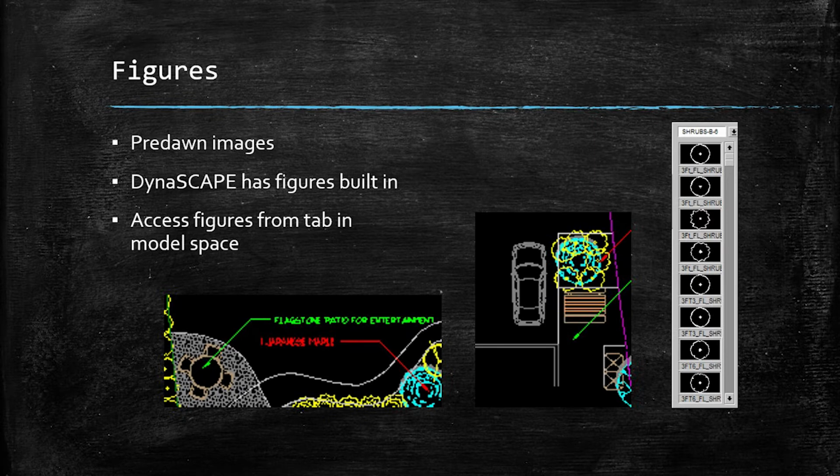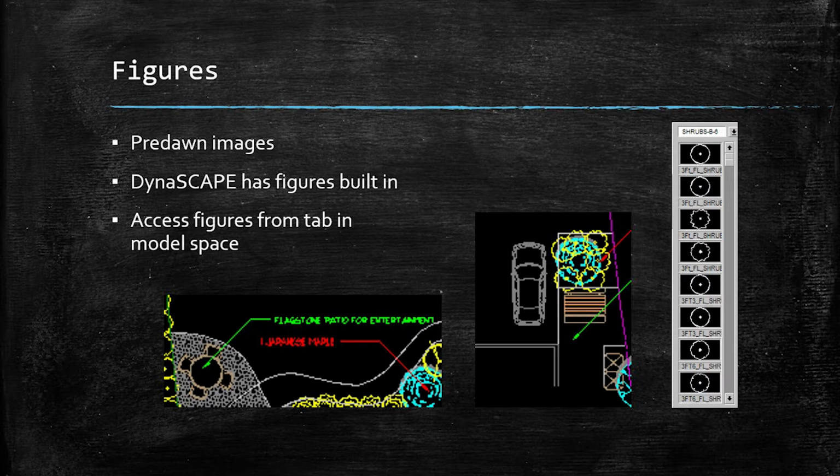Figures are pre-drawn images and shapes. DynaSCAPE has streamlined the use of figures and has them built into their software to save time and make it easier to insert while making new drawings. For example, in this drawing we use the outdoor table, car, bench, and trash can figures.